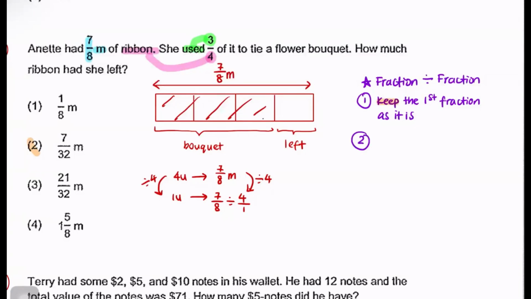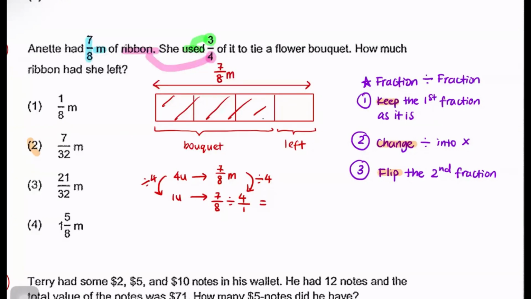Second step is to change. What do you change? You change divide into multiply sign, into multiply times. Third step, you flip. What do you flip? You flip the second fraction. In other words, you change the numerator and denominator position. You flip it around. Some students remember these 3 words: keep, change, flip. Keep the first fraction, change the divide to multiply, flip the second fraction.